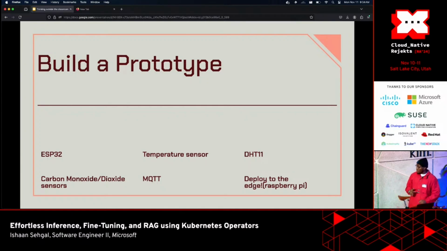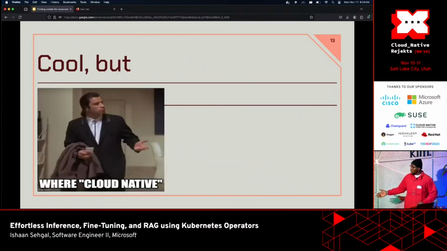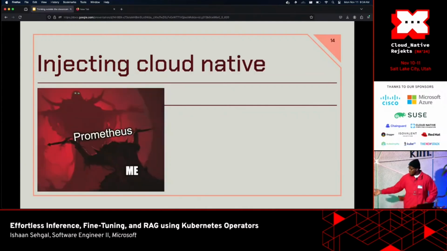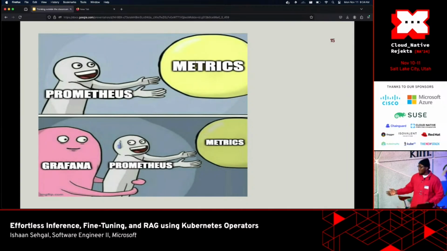MQTT, if you're not familiar, is a message bus which you can use to publish and subscribe to messages. In this case, this was going to be sensor data, and the edge is basically a Raspberry Pi. At this point, you're thinking, this is fine, but where is the cloud native? Well, this is a real image of me suggesting to the entire club that we use Prometheus. We have metrics, we have Prometheus, so we might as well bring in Grafana to visualize this stuff.